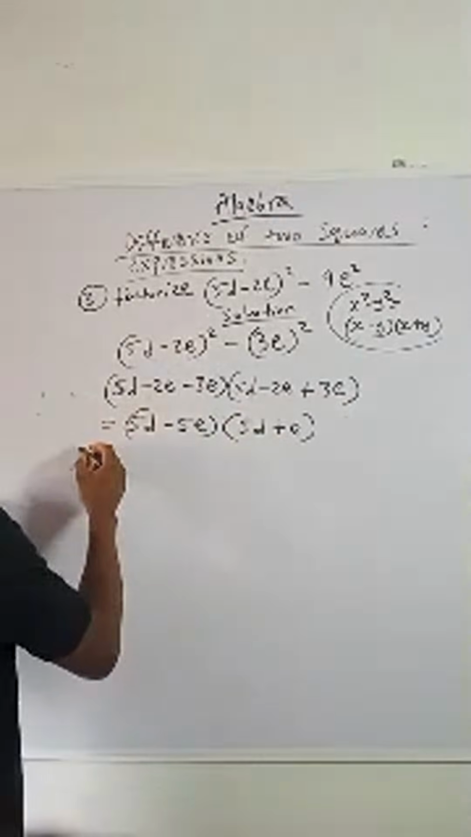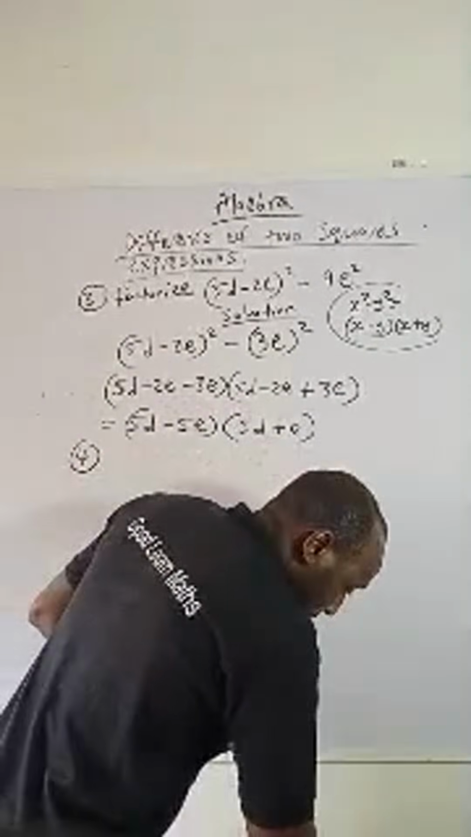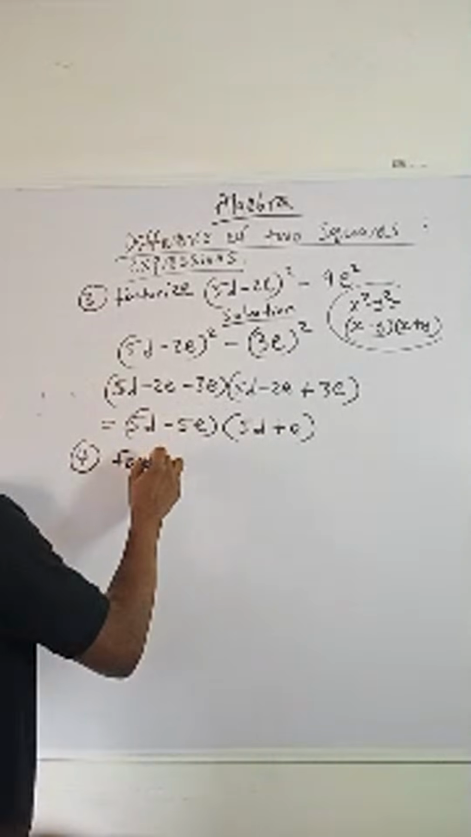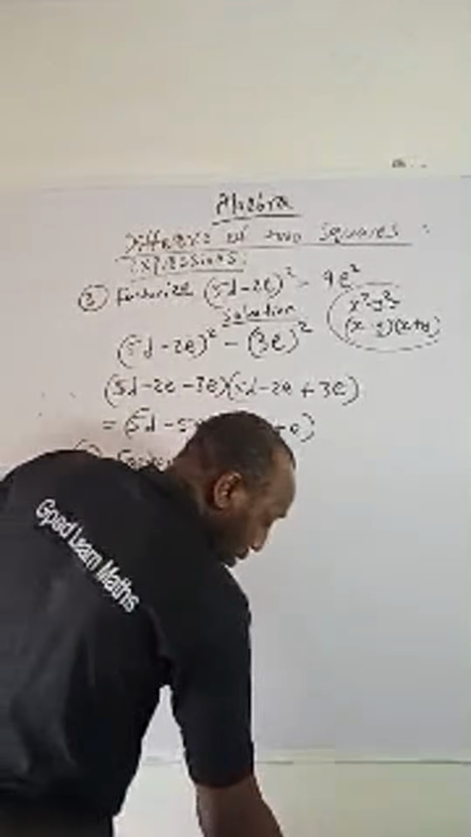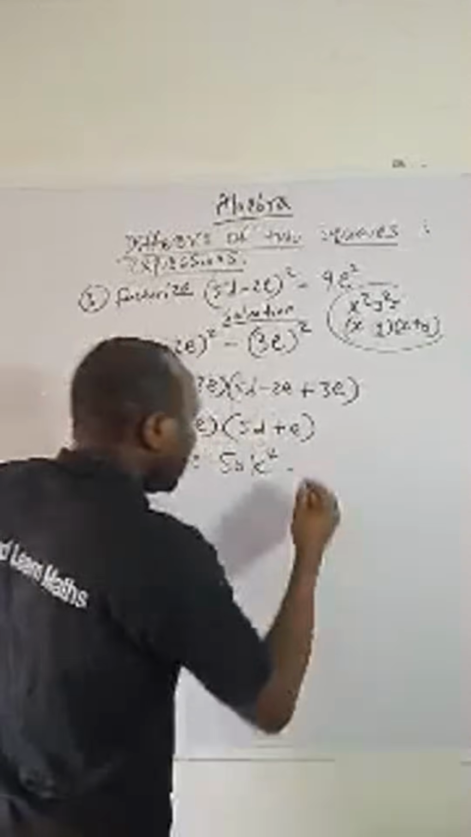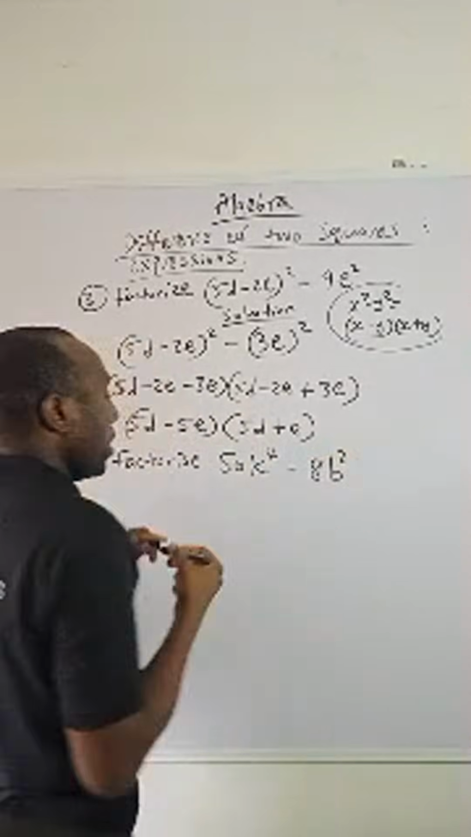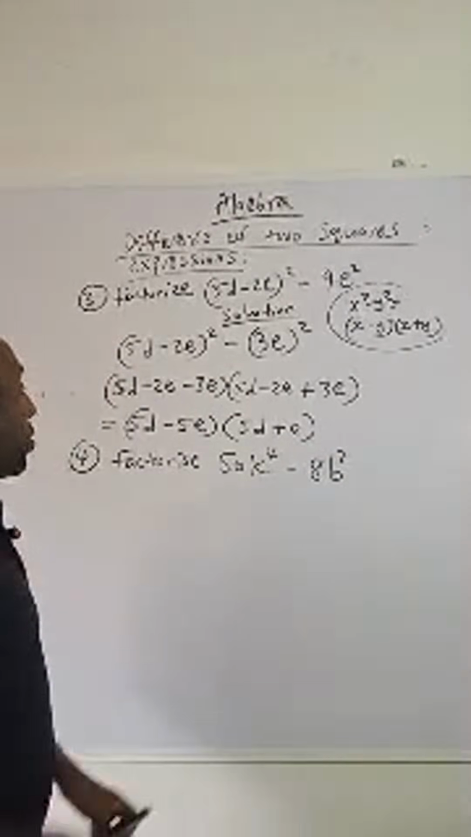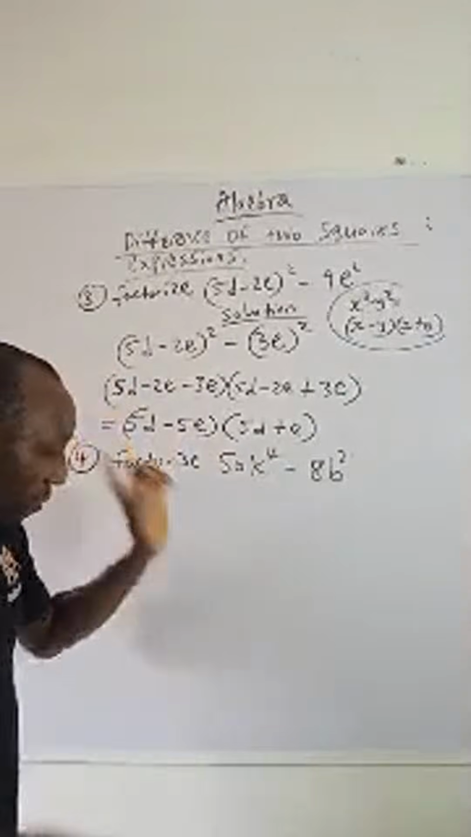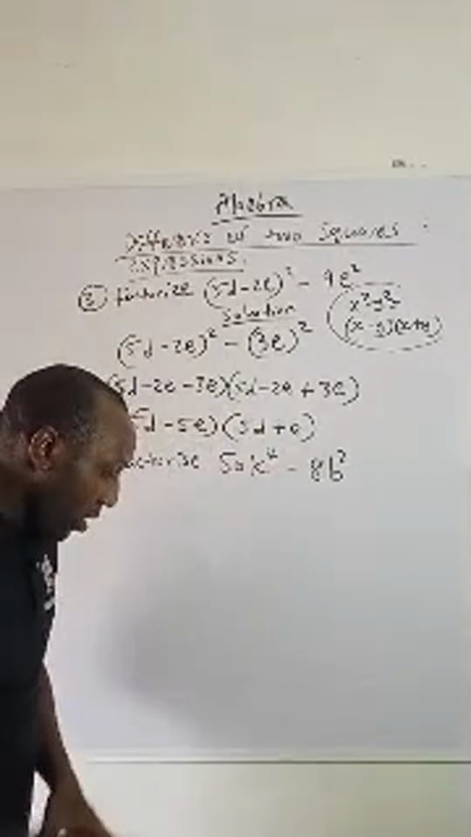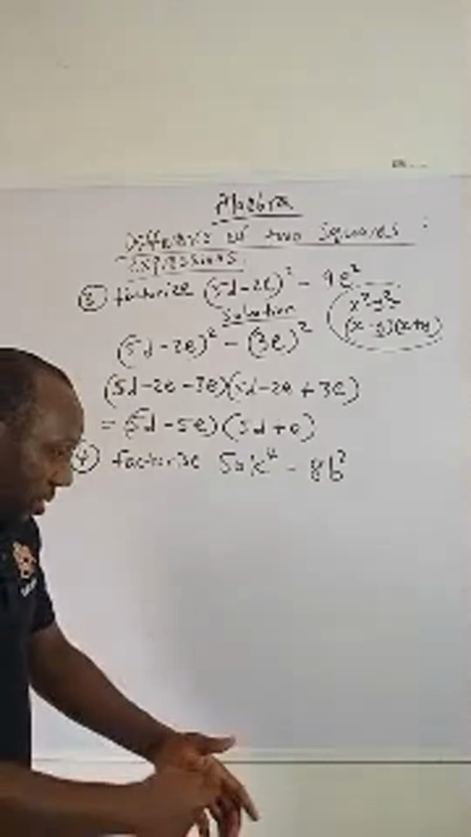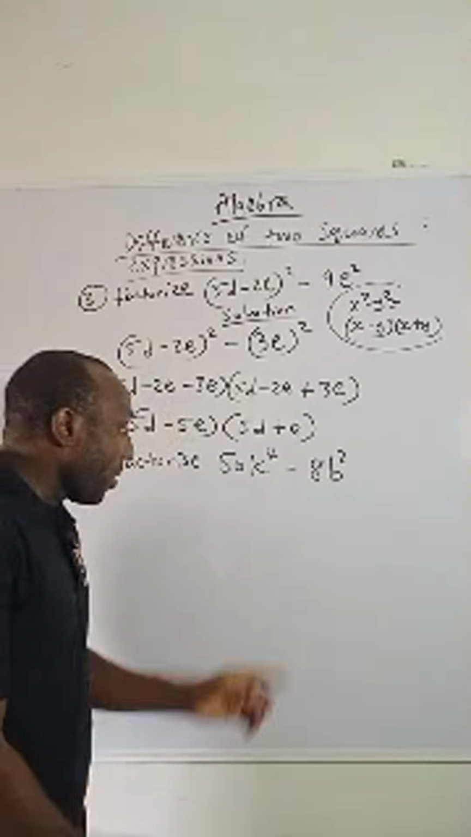Welcome. So let's go to number 4. We have some decent challenging questions on this. So everybody, let's do this. Factorize 50k raised to the power of 4 minus 8b squared. Interesting question. Let me give you all a chance to do number 4. All right? So give this a try. Remember, this is raised to the power of 4.